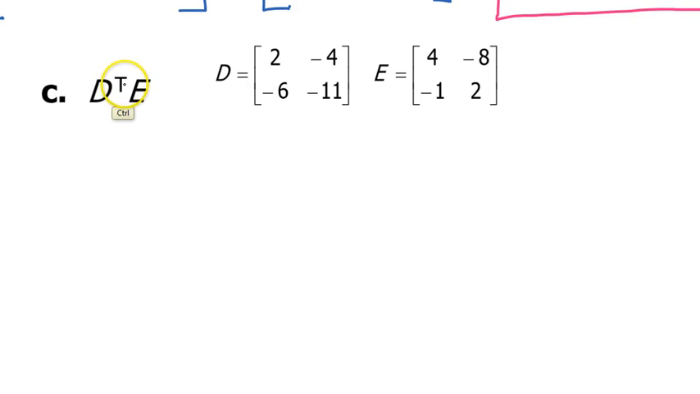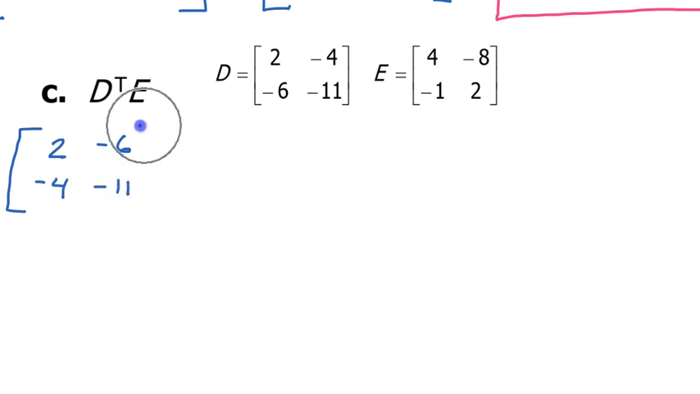So this little t stands for transpose. So this means D-transpose. D-transpose just means that the rows become columns and the columns become rows. So row 1 is 2, -4. That will now become column 1: 2, -4. Row 2 is 6, -11. That will now become column 2: -6, -11. Okay, so this is D-transpose.